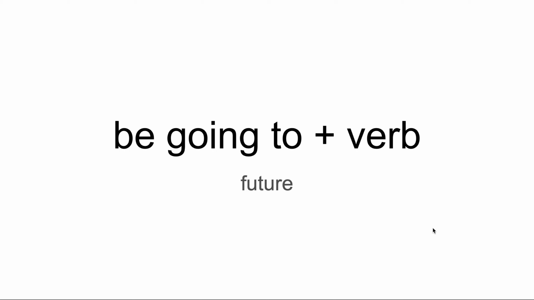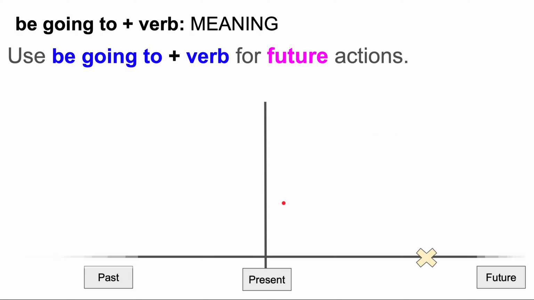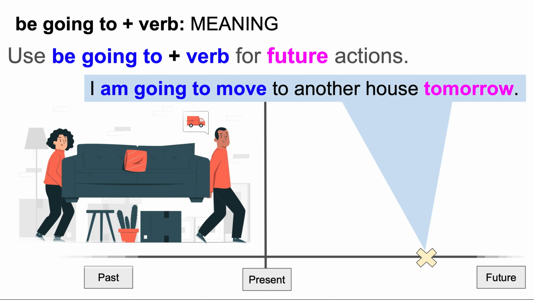Good afternoon. Today we are going to study be going to plus verb. That is the future. Let's start by studying the meaning. So, we use be going to plus verb for future actions. For example, I'm going to move to another house tomorrow. The future action, move. The future, tomorrow.